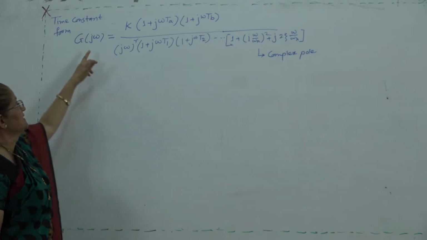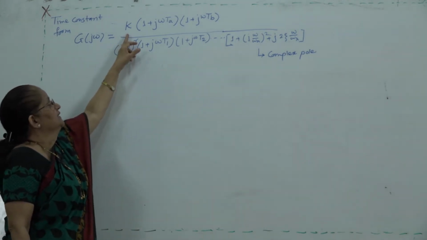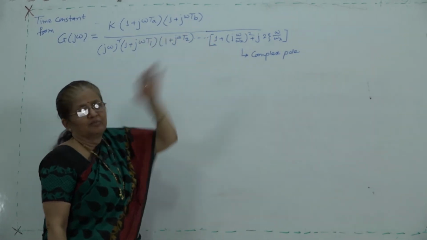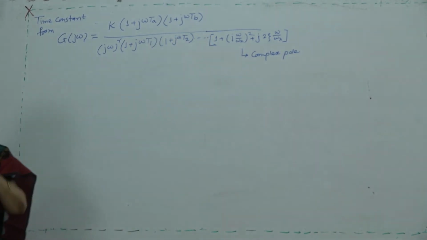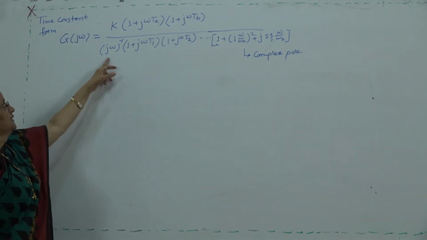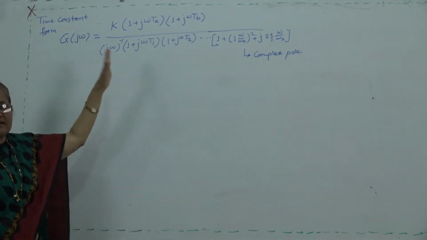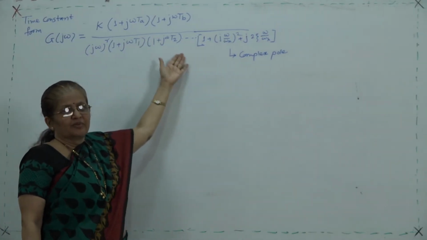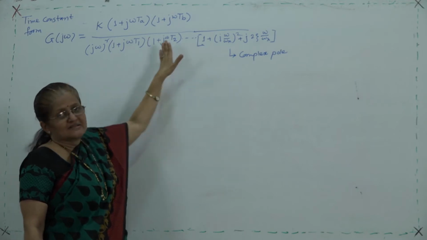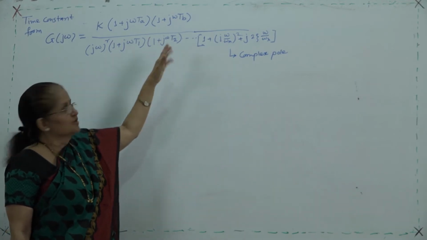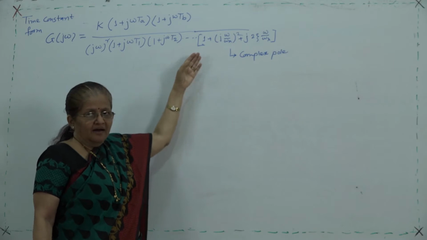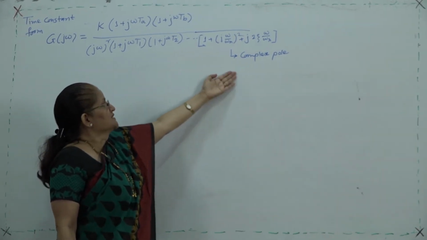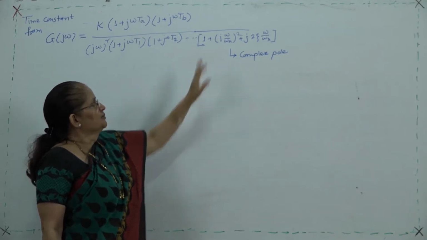So, we are representing k as the gain, here one zero term, another zero, like that there may be any other terms also. In the denominator, (j omega) raised to r, that is r poles at the origin, then (1 plus j omega T1) and (1 plus j omega T2) are the real poles, like that there may be other terms, and one complex term we are considering here, where the complex pole is there.